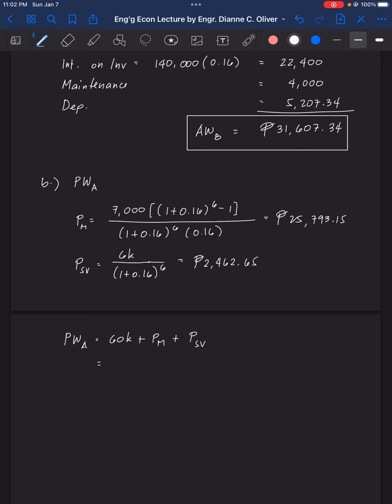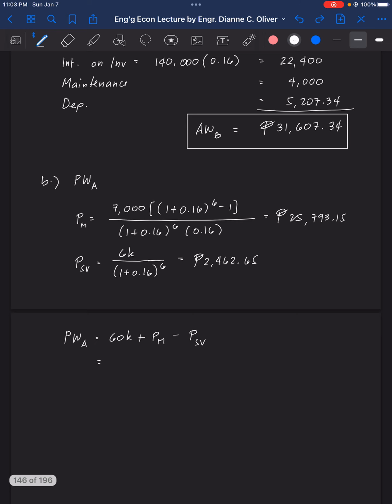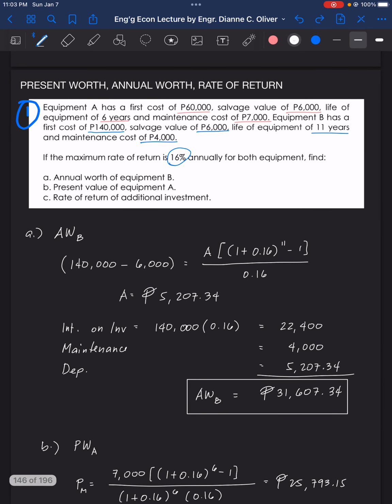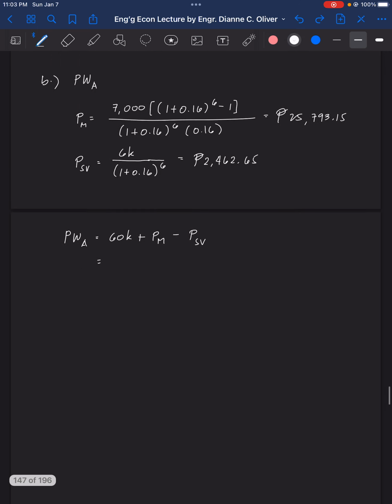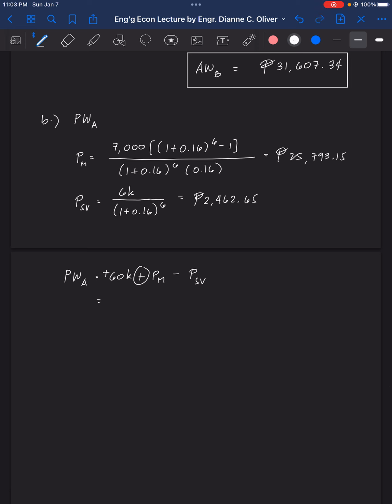Now that salvage value will be negative. Why? Because the cost is an outflow of money, and the salvage value is an inflow. Then we have the 7,000 maintenance cost, which is also a cost. So that's why let's put positive for the cost and negative for the inflow.